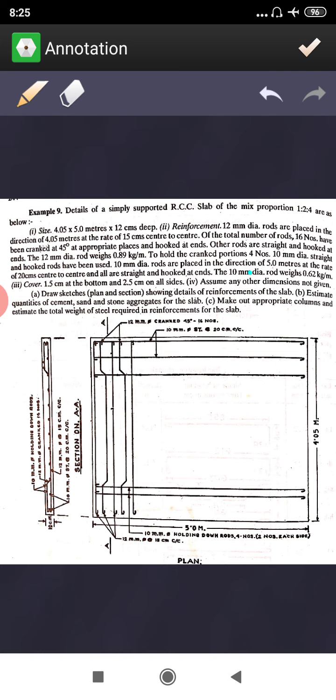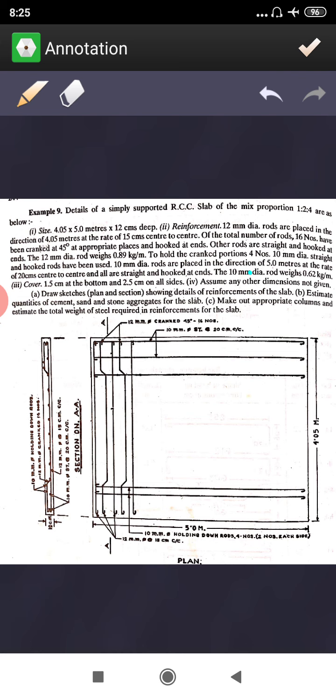All are straight and hooked at the ends, means 10 mm dia distribution bars they have used in the direction of 5 meter at the rate of 20 centimeter center to center. The 10 mm dia rod weighs 0.62 kg per meter. The weight they have given is 0.62 kg per meter of 10 mm dia.